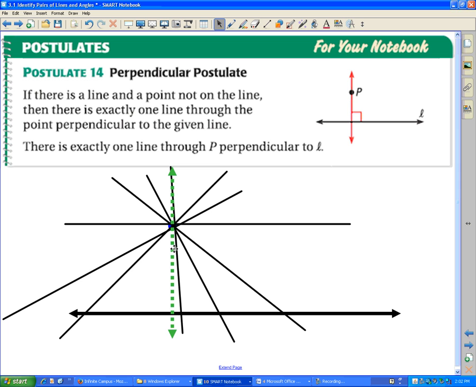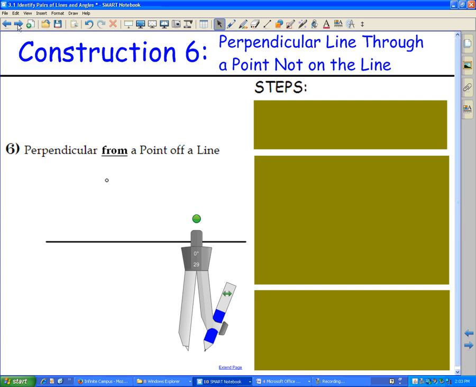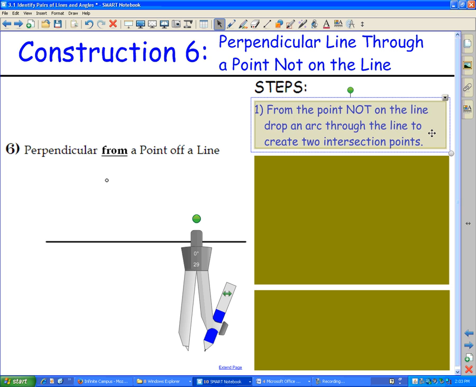And so that's the job of this construction, to find that one line that the postulate tells us about. There is exactly one line that will be perpendicular through it. A line and a point not on the line, there is exactly one line that will be perpendicular through that line. So how could we find that magical line? Well, that's what this construction is all about. What we're going to do to begin with is start at that point they gave us, and arc down through the line.